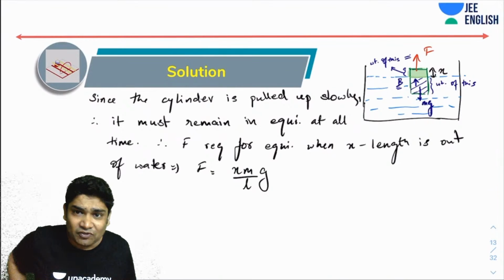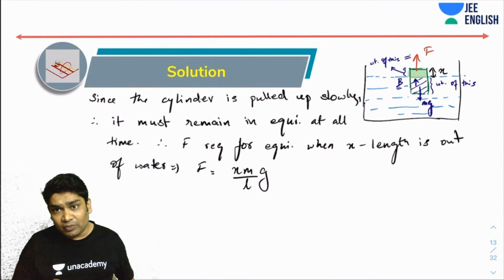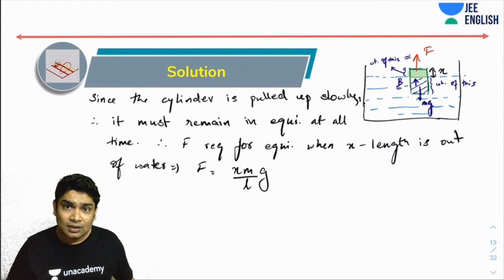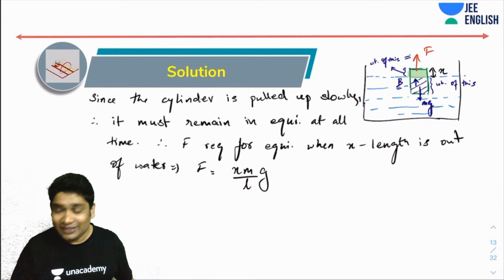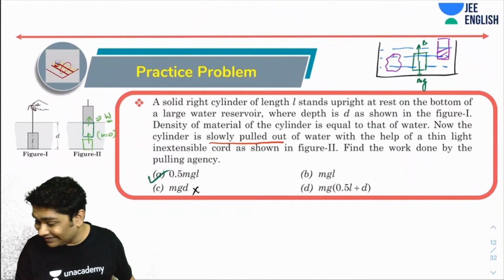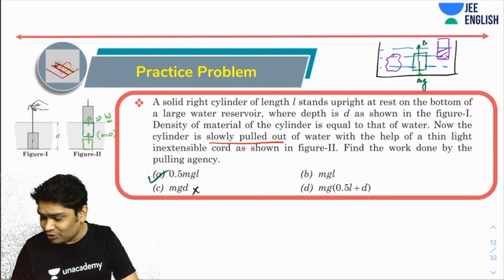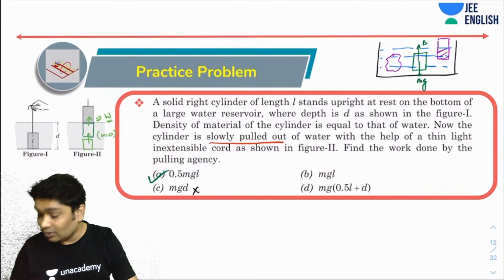So the weight of this part would be x mg by L. I'm assuming the cylinder is uniform, which must be given. Okay, solid right cylinder, let's assume it's uniform.